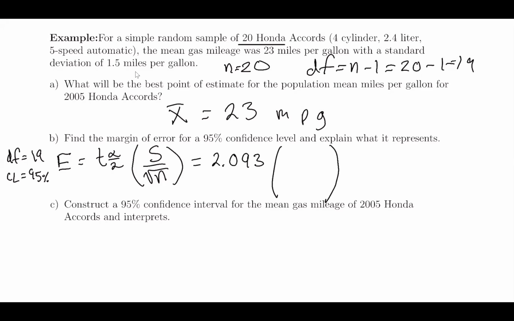All right, so far I found 2.093. Up next, we're gonna get my s. s is the sample standard deviation. So if you actually read the passage in the beginning, it says for a simple random sample of 20 Honda Accord, the mean gas mileage was 23 miles per gallon with a standard deviation of 1.5 miles per gallon. So in this case, my standard deviation will just equal 1.5.